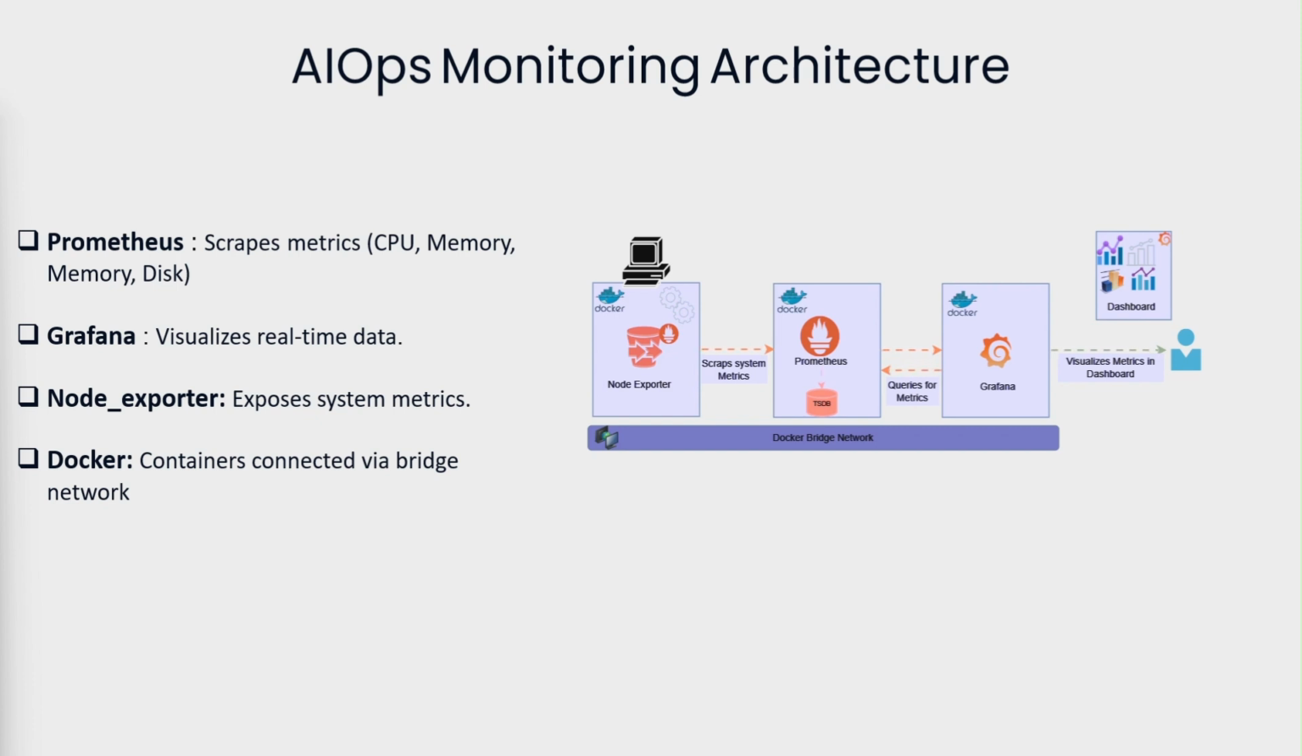Okay, coming back to our setup, you'll notice we're using a Docker Bridge network. This allows all of our containers, Node Exporter, Prometheus, and Grafana to communicate seamlessly without having to expose external ports. It keeps things isolated but efficient, which is what makes Docker such a great tool for running monitoring stacks like this. So, to sum it up, Node Exporter collects the data, Prometheus pulls it in and stores it, and Grafana visualizes it in dashboards that are easy to interpret and customize.